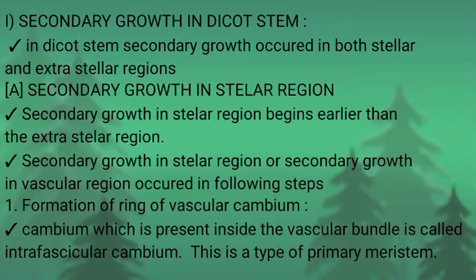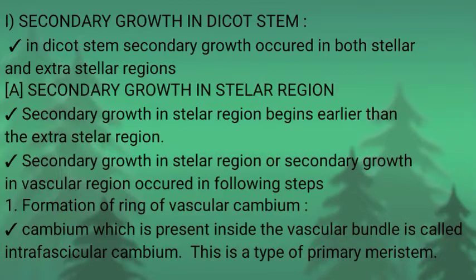Very first we have to discuss secondary growth in stellar region. The secondary growth in stellar region begins earlier than in extrastellar region. Secondary growth in stellar region, or secondary growth in vascular region, occurs in the following steps. Under these, the very first one is formation of a ring of vascular cambium, or formation of cambial ring.